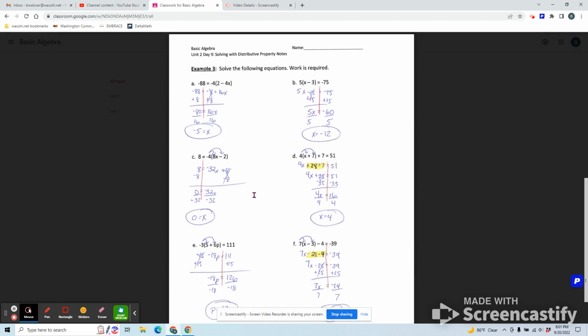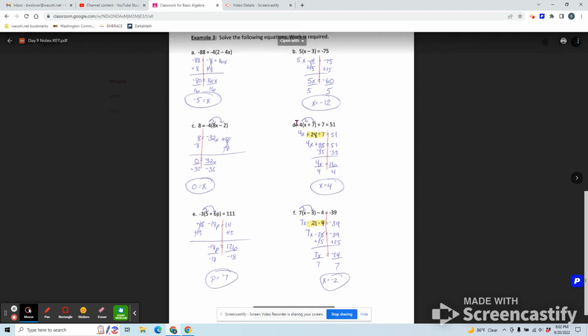So let's look at letter D, because that does both things that I just said, distributing and collecting like terms. Our directions say solve the following equations and make sure you show your work. So we've got 4 times the quantity of x plus 7 equals 51. First we're going to distribute that 4 to everything inside the parentheses. So 4 times x is 4x. 4 times 7 is 28. We do not distribute the 4 to the second 7 we see in there, because it's not inside the parentheses. You're only distributing to what's inside of the parentheses.